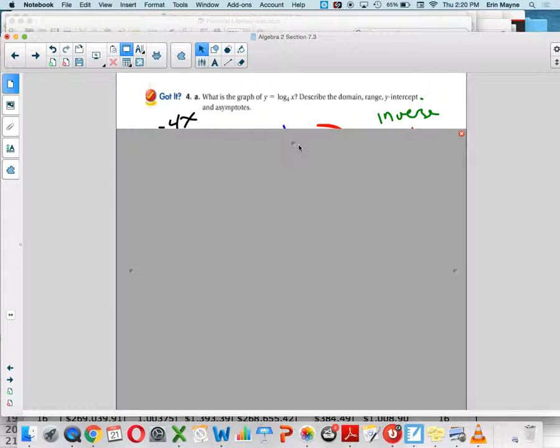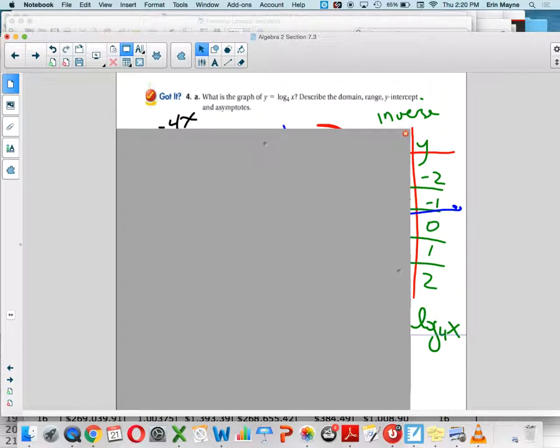What should the y values of the logarithm run from? The y values of the logarithm run from -2 to 2. You're welcome to do it that way. Let's make a table too. Yes. Table, characteristics, and graph.